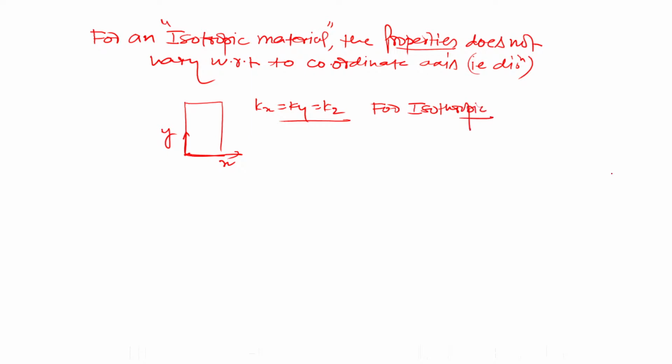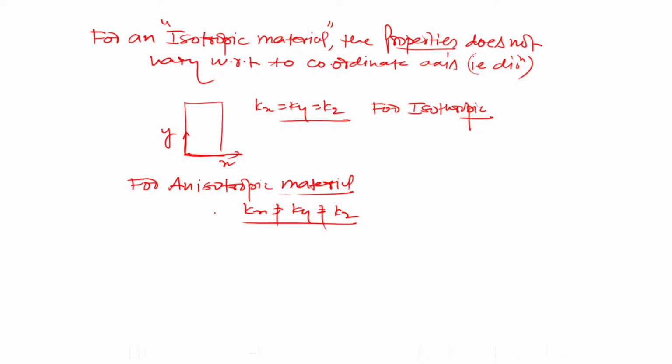Isotropic material. But for anisotropic, property may change, means kx may not be equal to ky, is not equal to kz. This means property of the material may change with direction, with coordinate axis. But it is a very complex case, and this is not shown by all materials. Most of the materials will show the isotropic behavior. Otherwise, for anisotropic material, we should write the Fourier's law like this.